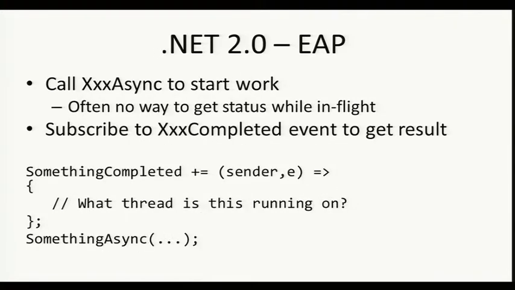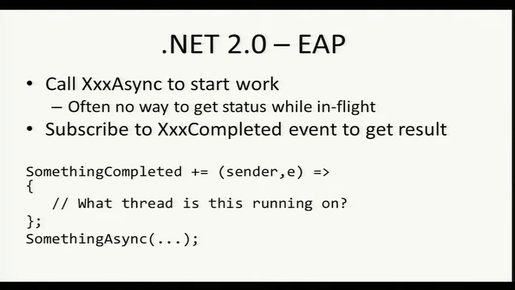Moving on to .NET 2.0. 2.0 added an event-oriented pattern for async. The way this worked was you would call a method that usually ended with the word async. This method started operations in the background for you, just like the 1.1 version. But what's different here is that you would subscribe to an event to find out when the operation was complete. So you didn't get back an IAsyncResult or anything like that.